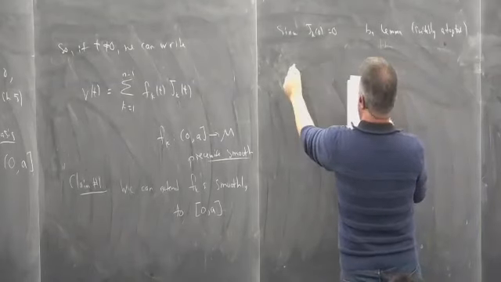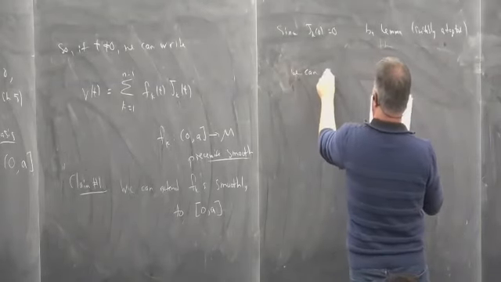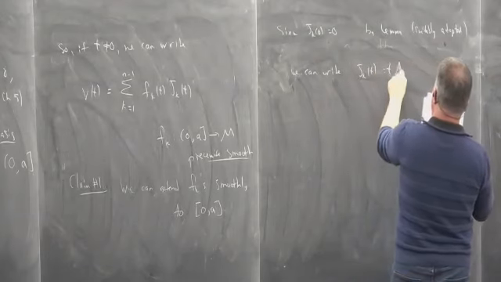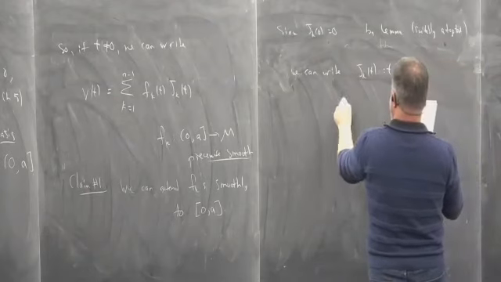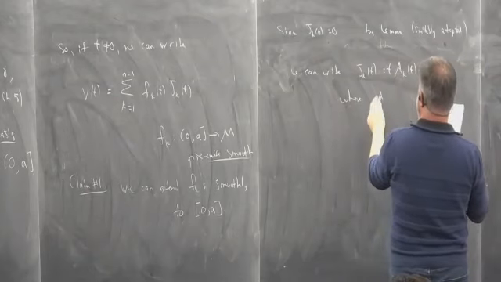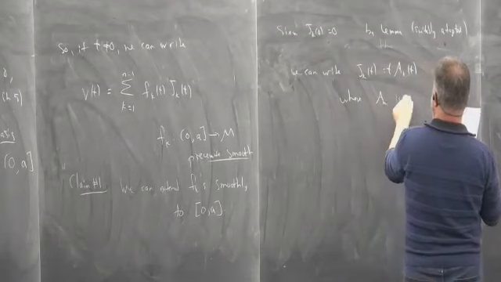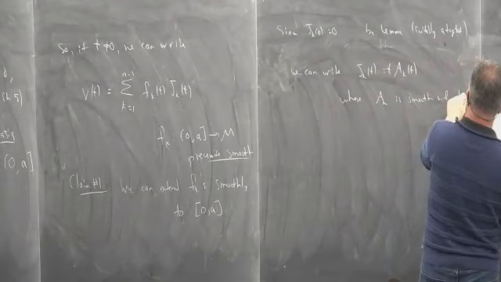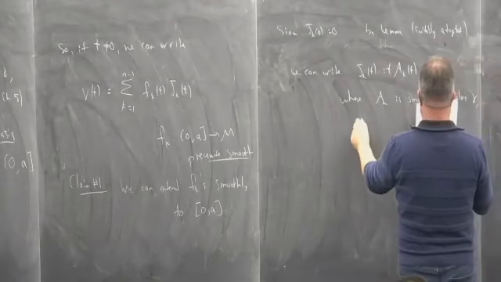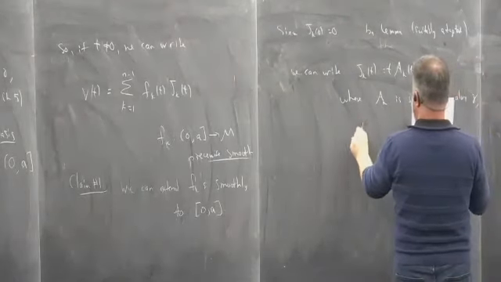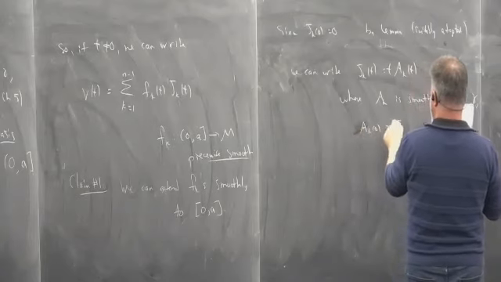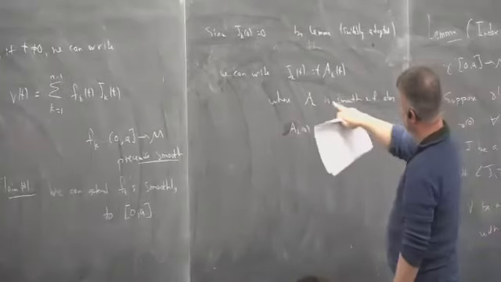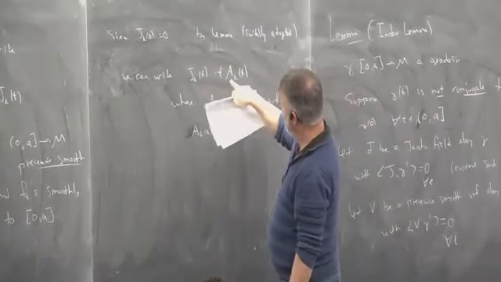So since JK of 0 equals 0, we can write JK of T is T times AK of T, where AK is a smooth vector field along gamma, and AK at 0 is JK prime at 0. This is exactly that thing. This was H and this was phi.